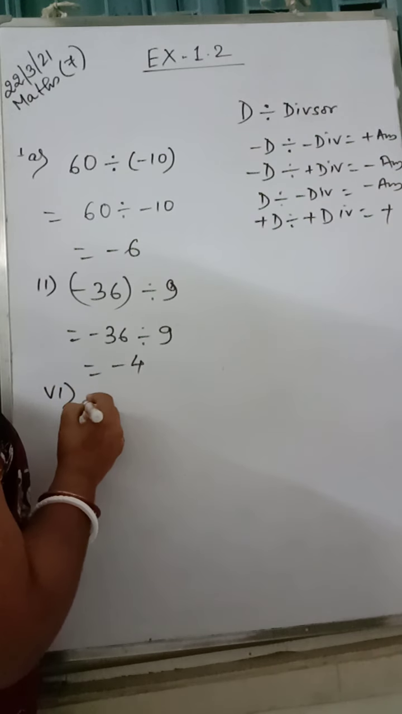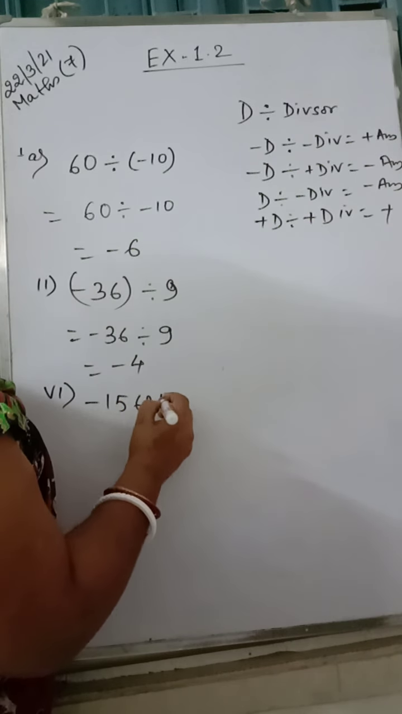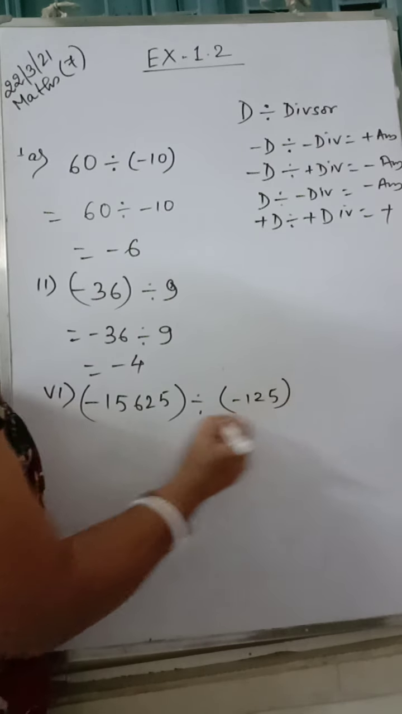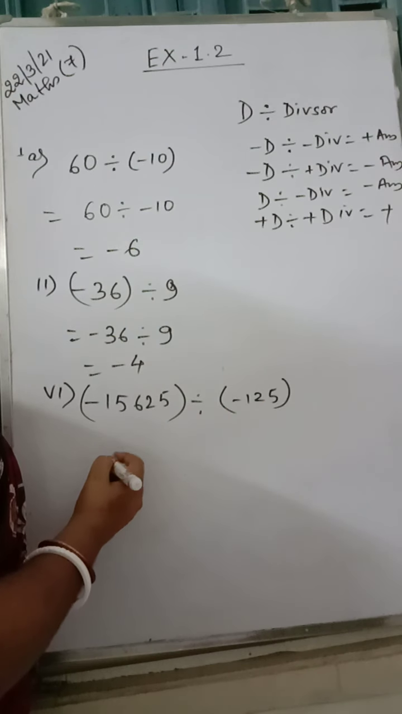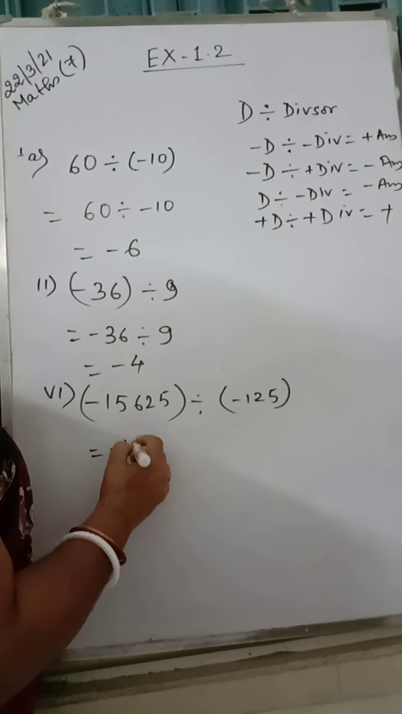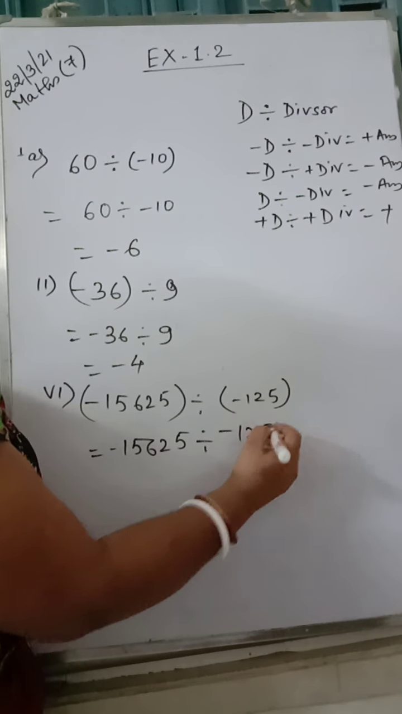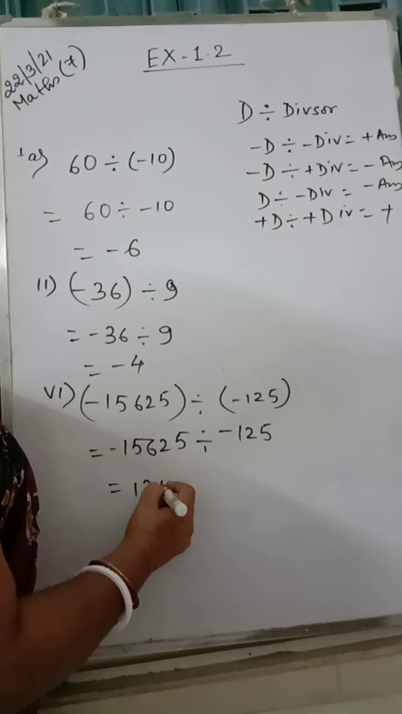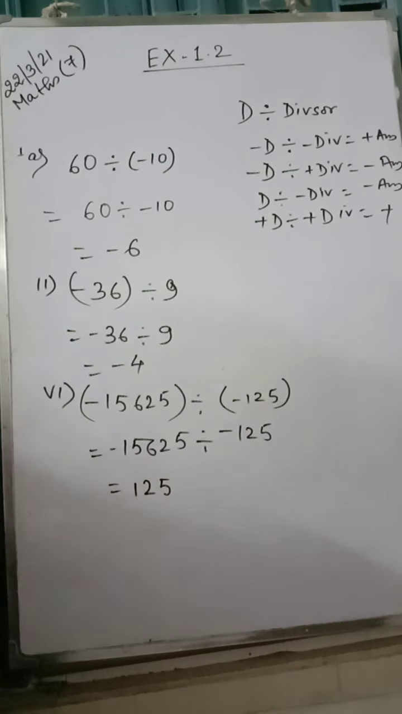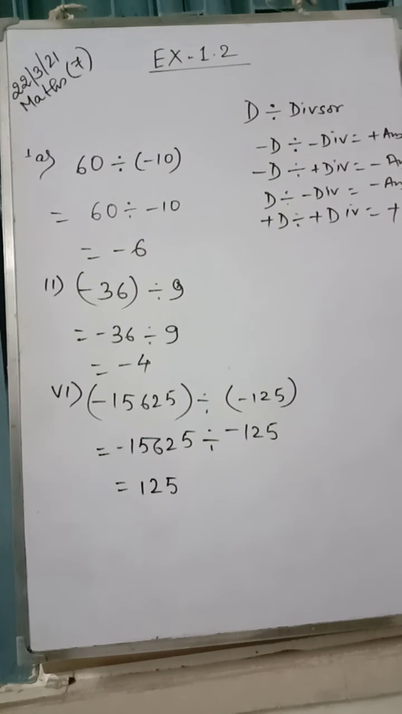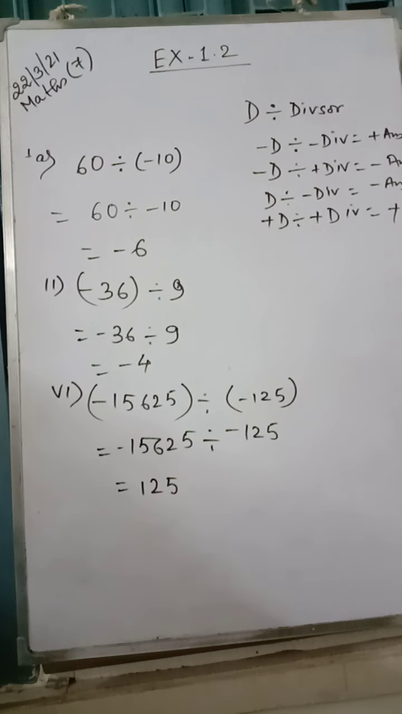But you see in question number 6, it is given minus 15,625 divided by minus 125. Now both are negative. So when you divide, 125 into 125 gives you 15,625. So the answer is positive, though both are negative. So like this you have to do question number 1.